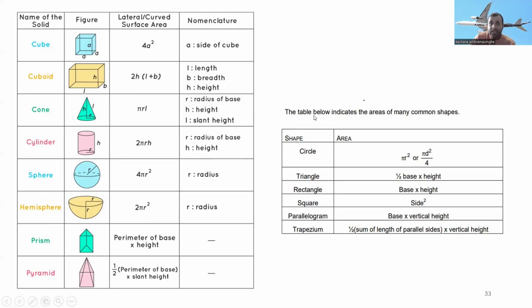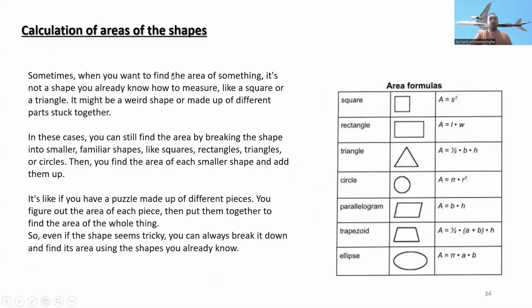You can see the table below indicates the areas of some common shapes. The circle's area is πr squared or πd squared divided by 4. The triangle is half into base into height. The rectangle is base into height. The square is side squared. The parallelogram is base into vertical height. And the trapezium is half into the sum of the lengths of the two parallel sides into the vertical height.